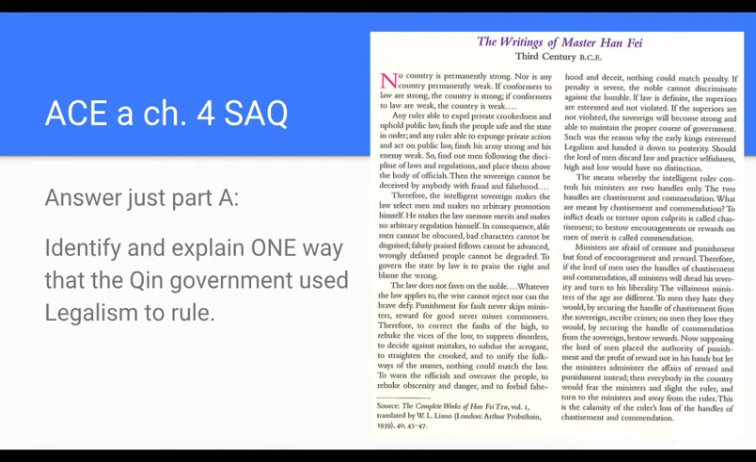But the question is, identify and explain one way that the Qin government used legalism to rule. This is a tricky question because it's requiring you to use knowledge from Qin Dynasty China, and you need to know specifically what is legalism. So hopefully at this point you're caught up with your reading in chapter 4 so far, and you can use this document, the writings of Master Hanfei, to give you some examples. So pause the video, read through the document, and see if you can write an answer that aces this SAQ.